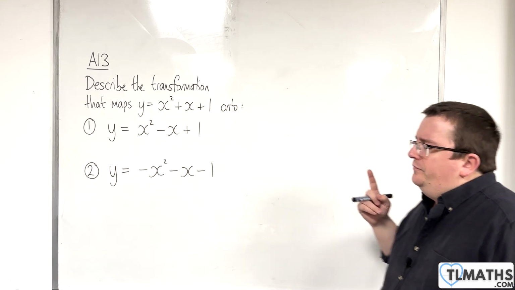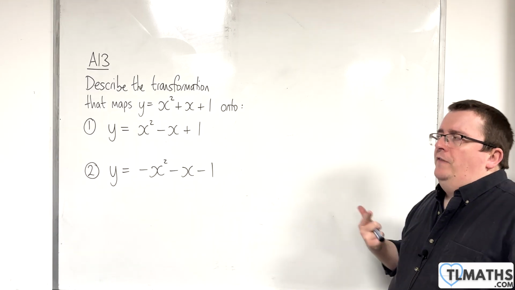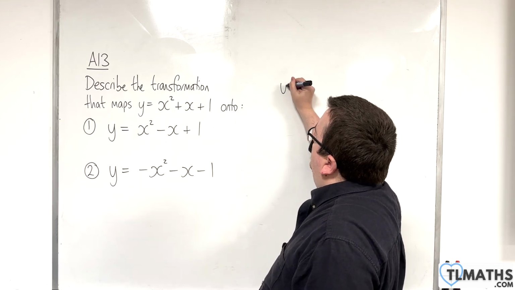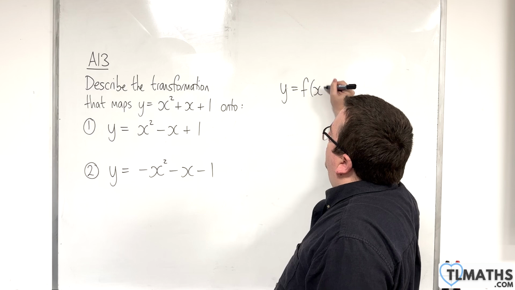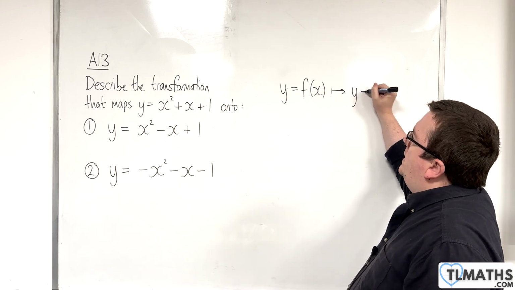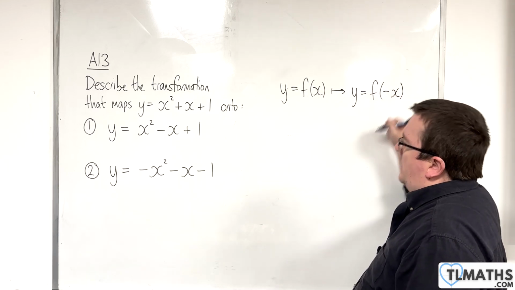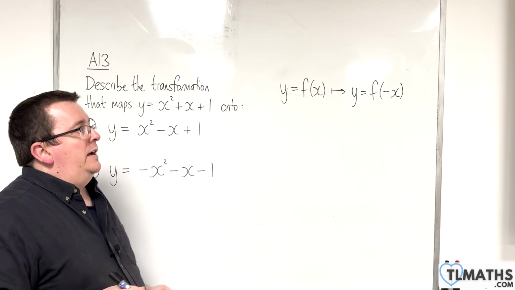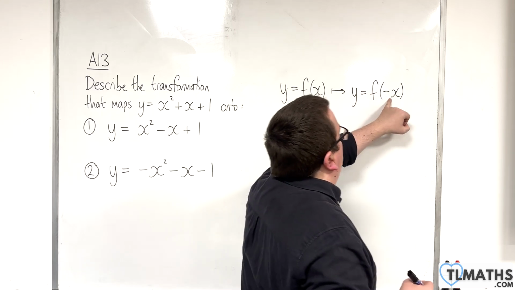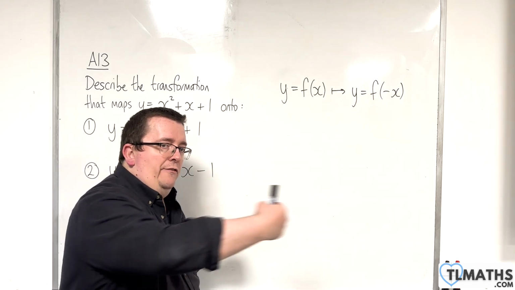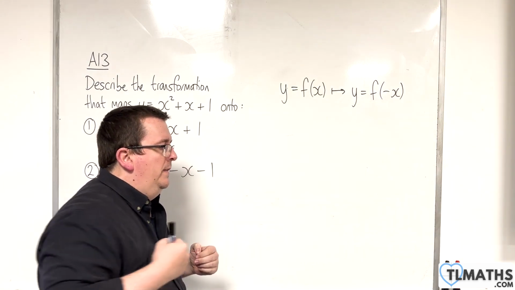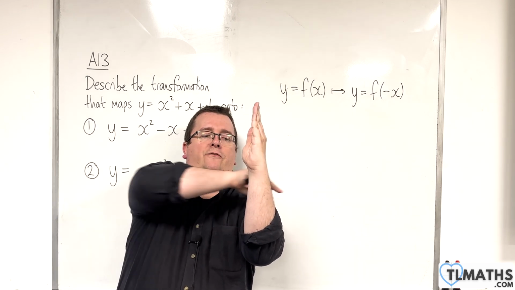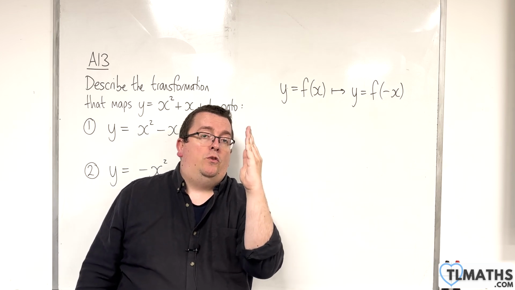Now, if we think about function notation for a moment, if we're looking at y equals f of x, and it has been mapped to y equals f of negative x, we know that this is a reflection in the y-axis. The x has been replaced with negative x, which means it is affecting the horizontal direction. And if it's affecting the horizontal direction as a reflection, it must be going across a vertical mirror line. And so that's a reflection in the y-axis.